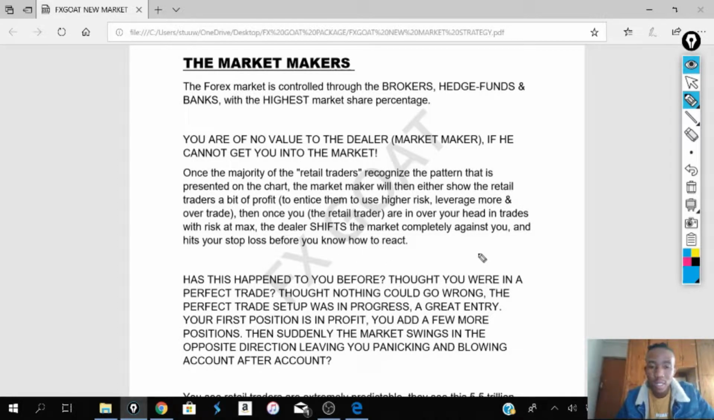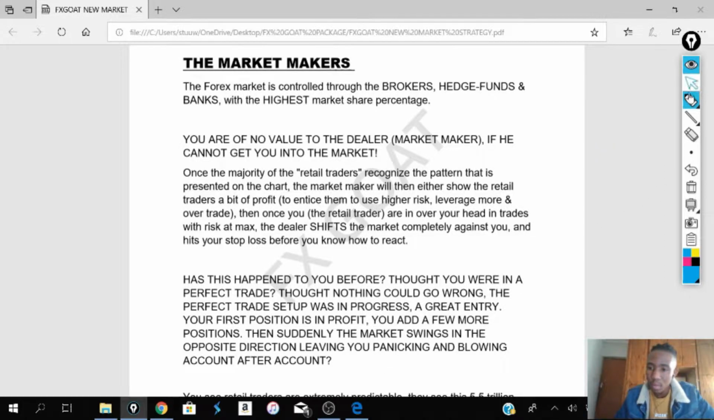You see what I did there? He put you where exactly he wants you to be, and you immediately fall for his traps. He turned the tables on you. Has this ever happened to you before? Thought you were in a perfect trade, thought nothing could go wrong. The perfect trade setup was in progress, a great entry. Your first position is in profit. You add more positions. Then suddenly the market swings in the opposite direction, leaving you panicking and blowing account after account.